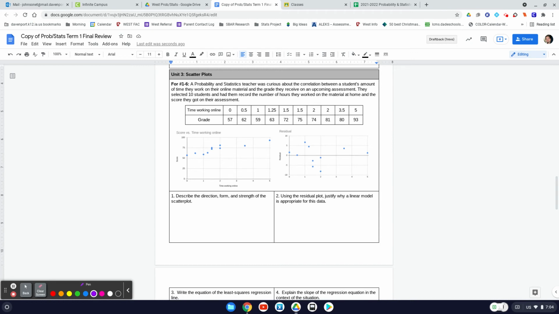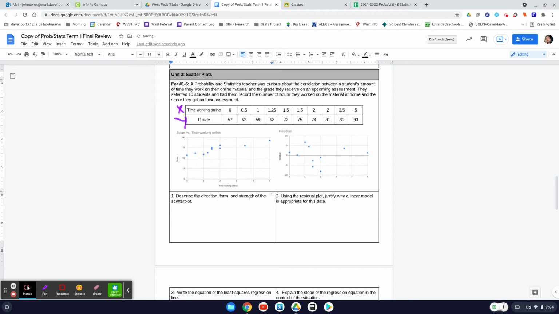Since we have time, we're thinking that time working online affects our grade. So that means time should be our x and our grade should be our y. So describe the direction, form, and strength of the scatter plot.